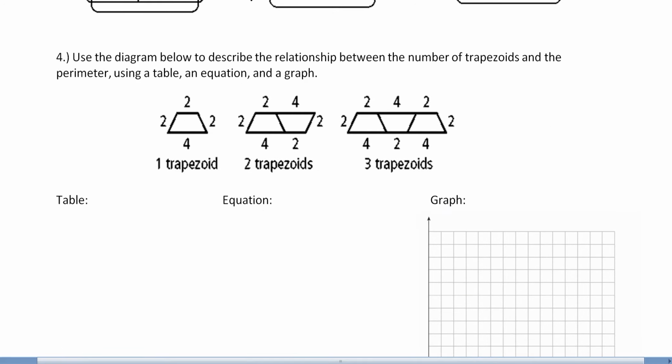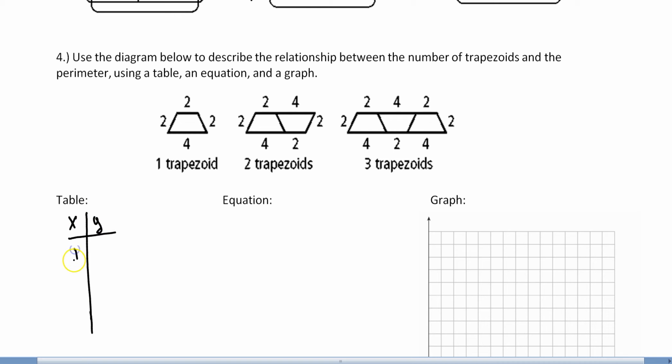For this one, we want to draw a table, then do an equation, then do a graph on this thing. And really, we're just comparing the number of trapezoids and then the perimeter of this thing. And so the first thing I do is I set up a table. I'm just going to do it in terms of X and Y.